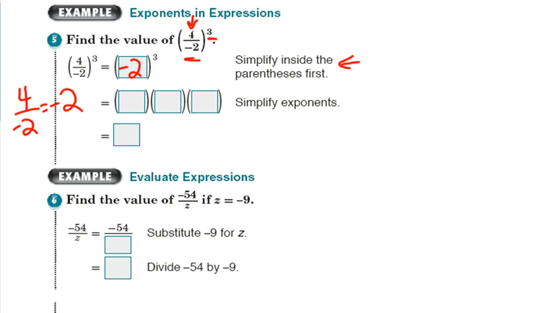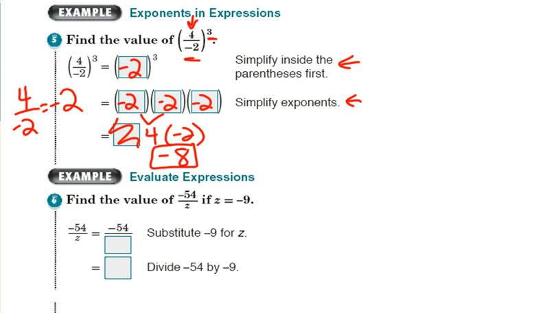Now we do the exponents. Remember grouping symbols, exponents. So negative 2 times negative 2 times negative 2. Well, negative 2 times negative 2 is a positive 4. Positive 4 times negative 2 gives us a negative 8. So we're going to put that as our answer. I guess this is an extra box over here.